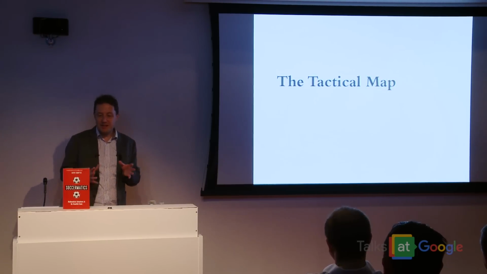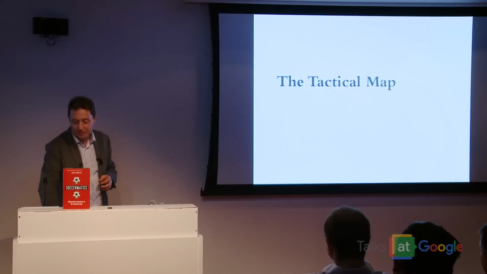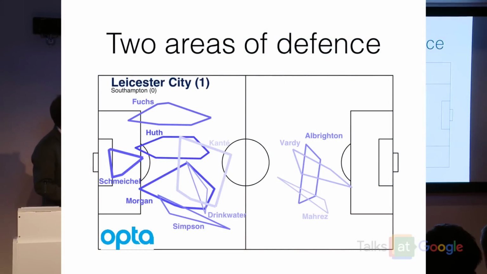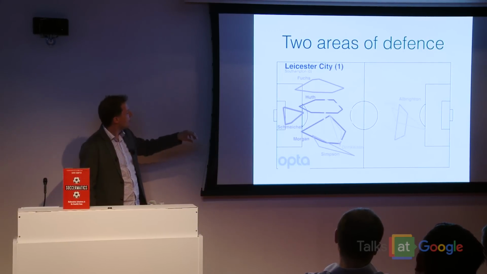But I decided quite early on that I had to look at this Leicester City thing and work out what was going on. And this is a nice picture of the defensive zones that Leicester City create. So they basically have 2 areas where they defend the ball. These shapes are the typical areas where Leicester City players recover the ball.